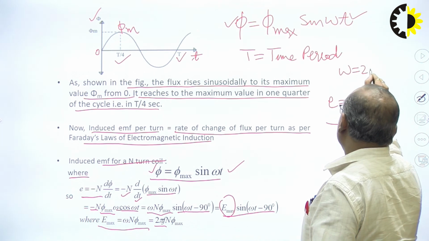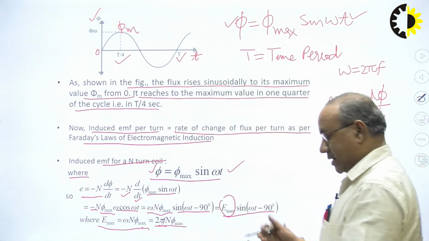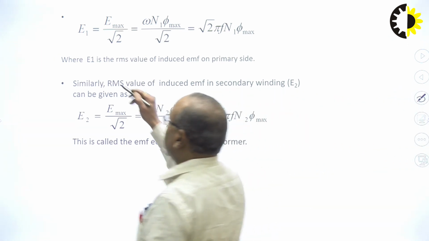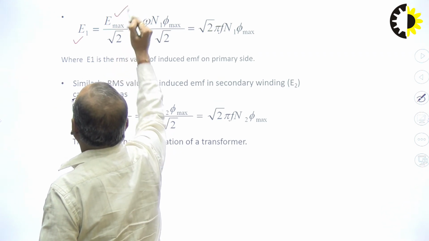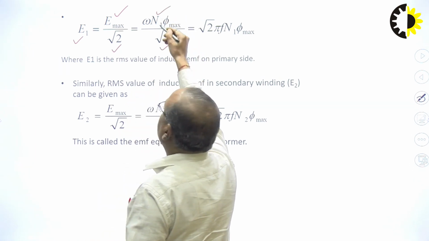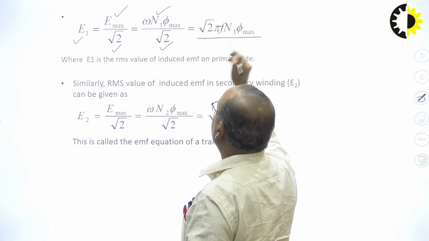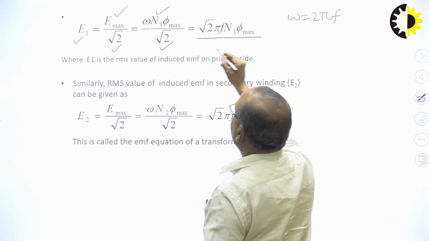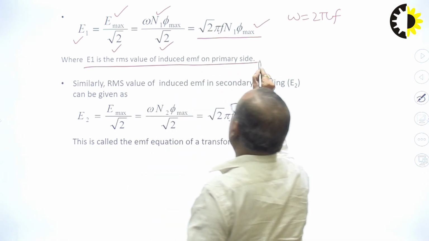So, that is why we can write E max equal to omega n phi max, or 2 pi f n phi max. So, that way we got it. If we find the RMS value of induced EMF, that is E1, which is the RMS value of induced EMF on primary side, that will be equal to the maximum value of induced EMF divided by root 2, and this can be written as omega n1 phi max upon root 2, since n1 is the number of turns on the primary side, and that can be written as root 2 pi f n1 phi max, since omega is 2 pi f. So, by simplifying the relation, we get E1 equal to root 2 pi f n1 phi max, where E1 is the RMS value of induced EMF on primary side.